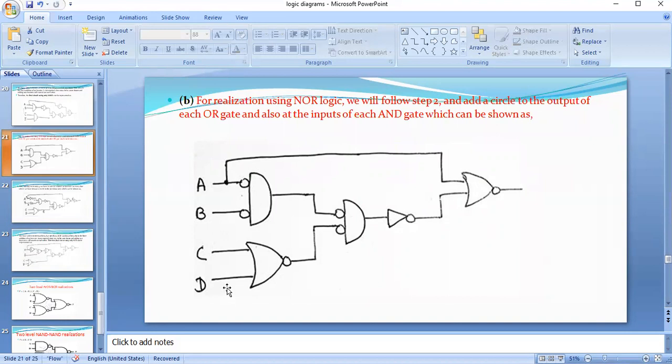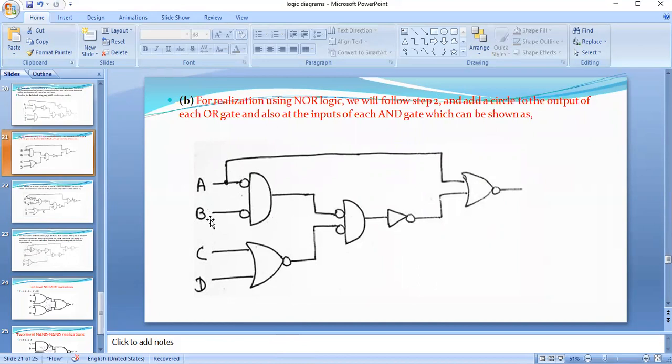So if you want to implement the given function using NOR logic, what we have to do is place a bubble at the output of each OR gate and the input of each AND gate. See here, I'm placing a bubble at the output of each OR gate and the input of each AND gate.